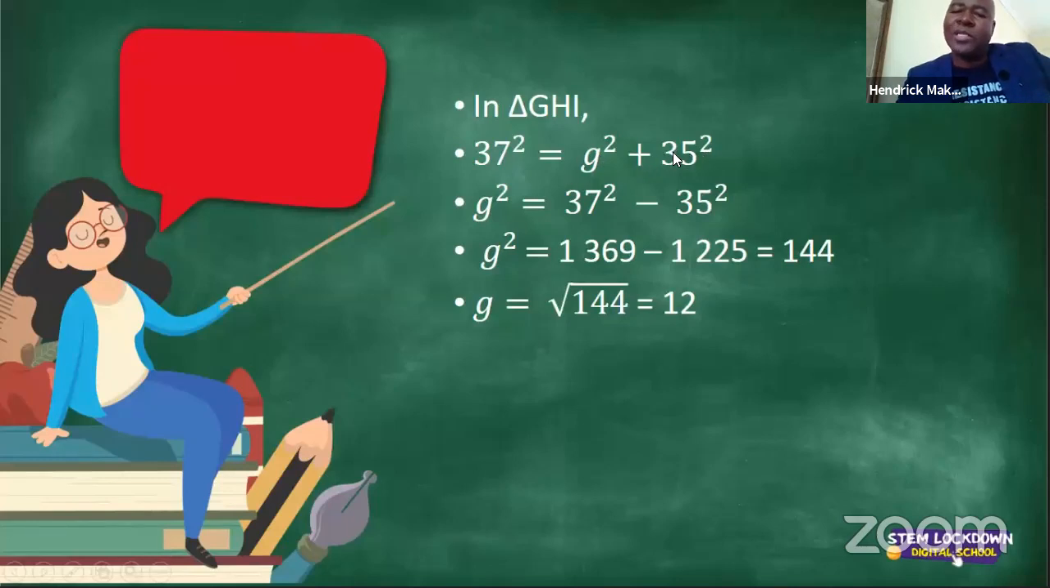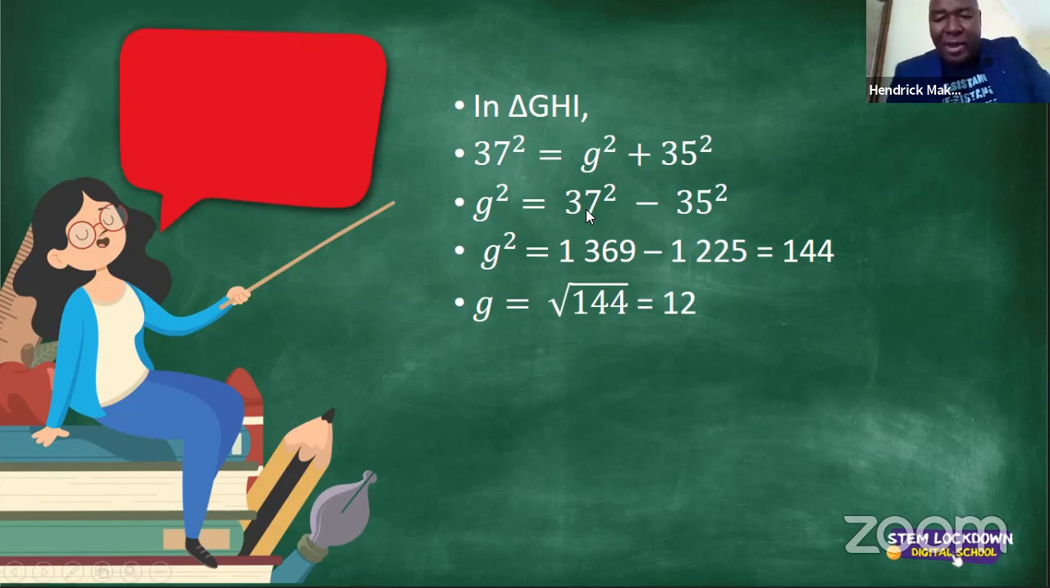It's really up to you. You can start with 35 squared there if you want. You may also start with G squared. But what is key is to transpose. Remember, once you transpose this 35 squared to the left-hand side, it becomes negative. Then you have 37 squared minus 35 squared is equal to G squared. So then you can swap them together. You can have G squared on the left-hand side, and then the right-hand side you'll have 37 squared minus 35 squared.